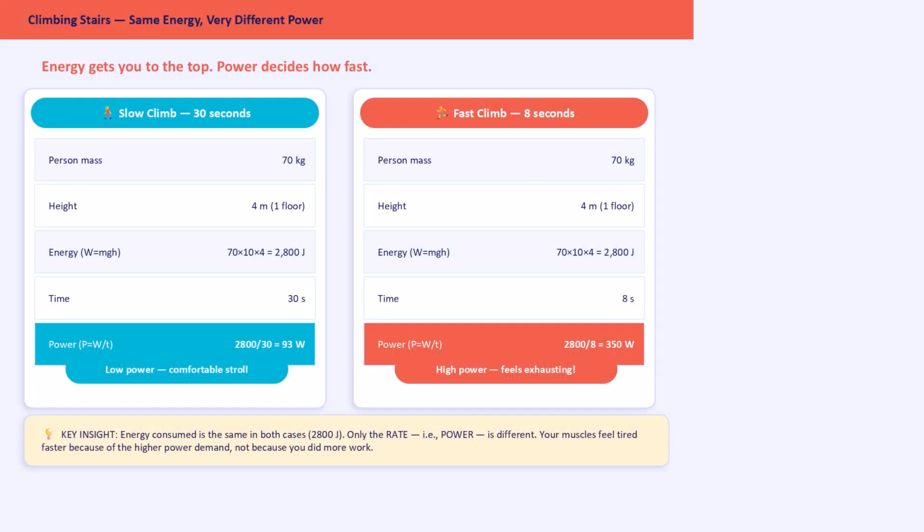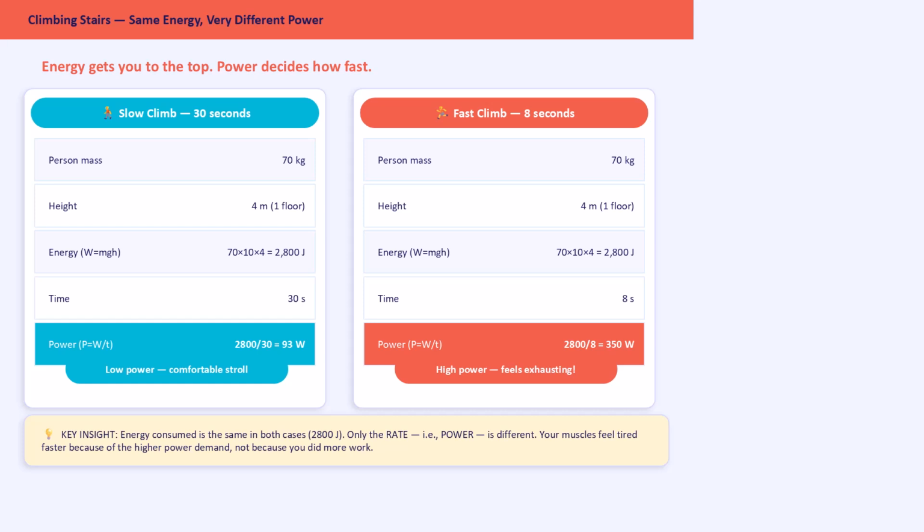Let us use a simple staircase to separate energy from power in your mind forever. A person of 70 kilogram mass climbing one floor, about 4 meters, must do 70 times 10 times, actually 9.8 times, to convert kilogram force kgf to newtons, times 4 equals 2,800 joules of work against gravity, regardless of speed. Joules is a Newton meter.